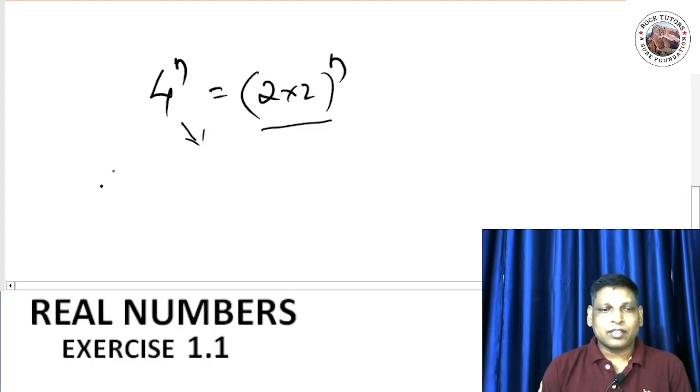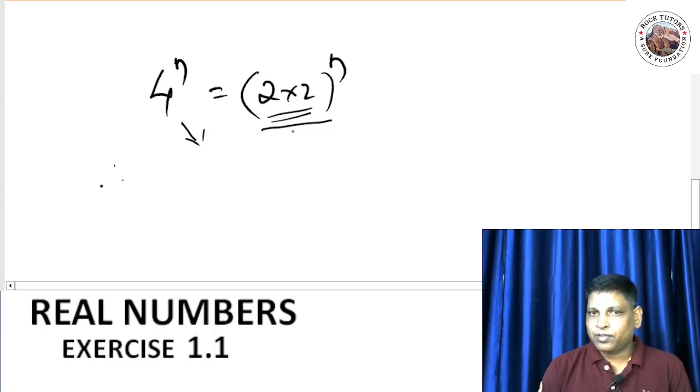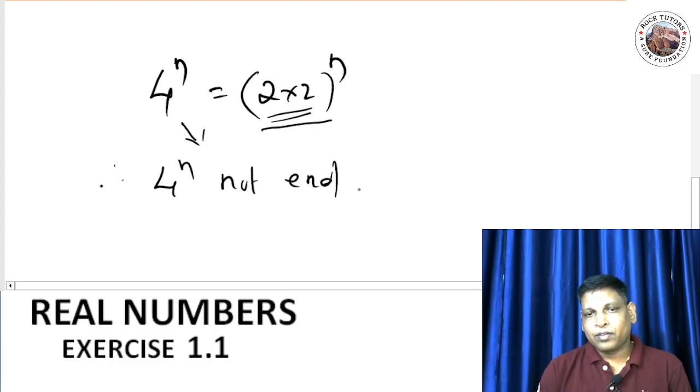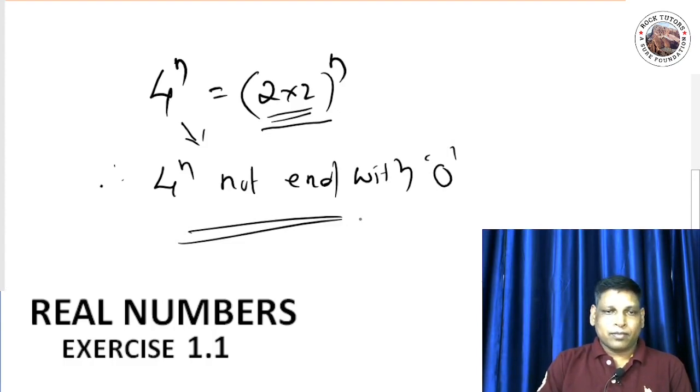So 4 is equal to 2 into 2 only, and there is no 5. Therefore we can say that 4 power n does not end with 0. So this is the way we can say that.